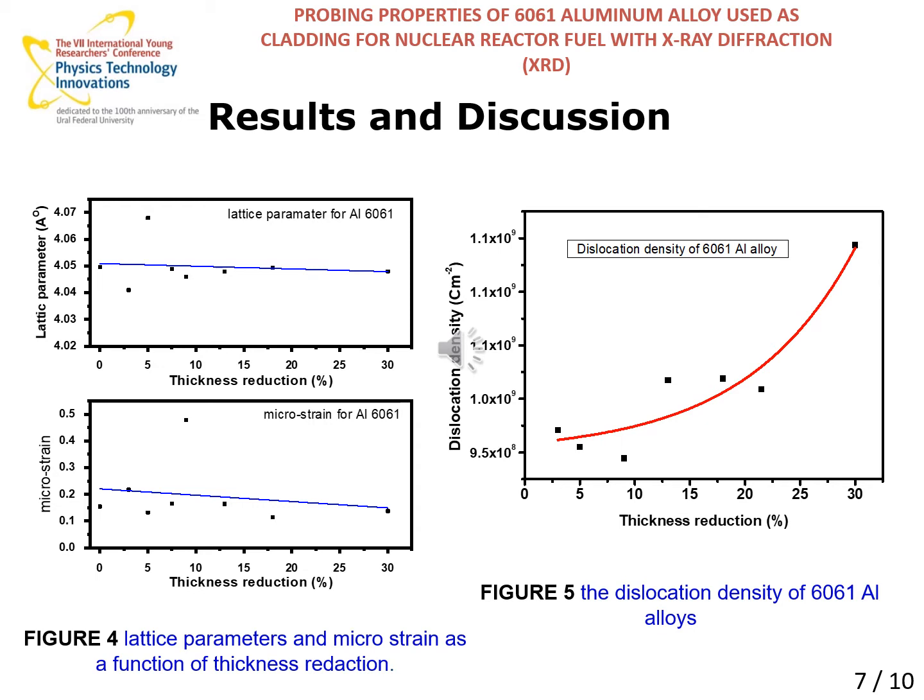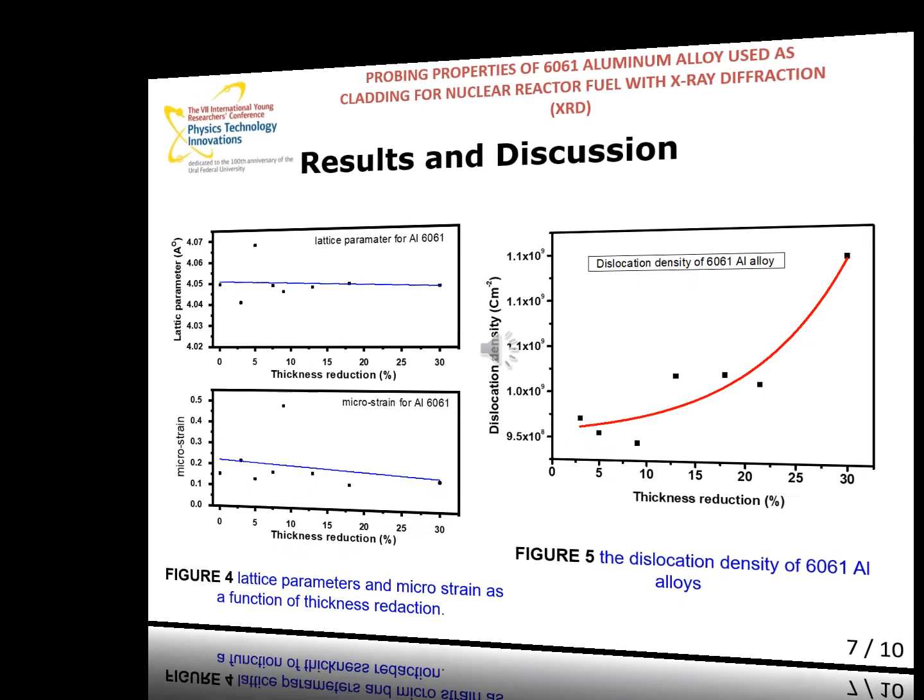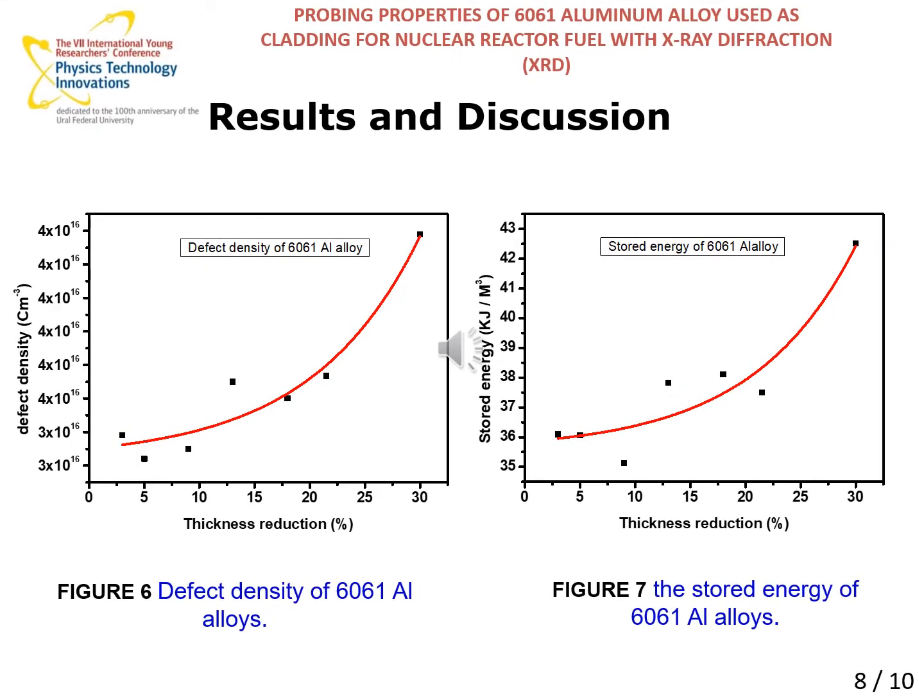On the other side, we can see in figure 5 the dislocation density of 6061 aluminum alloys as a function of thickness reduction. We can observe in this relation it increases exponentially with thickness reduction. In this slide of results and discussion, figure 6 is defect density with thickness reduction, and figure 7 is stored energy with thickness reduction. Also, with thickness reduction increasing to 30%, we observe that defect density and stored energy increase exponentially like dislocation density.